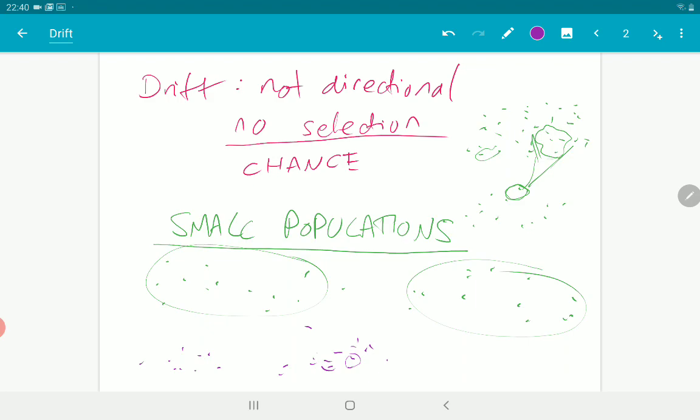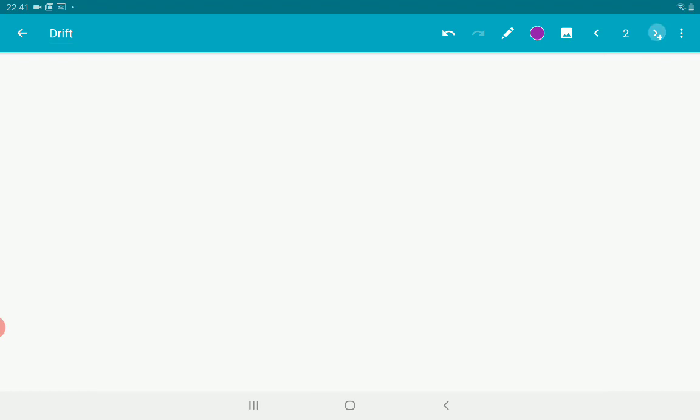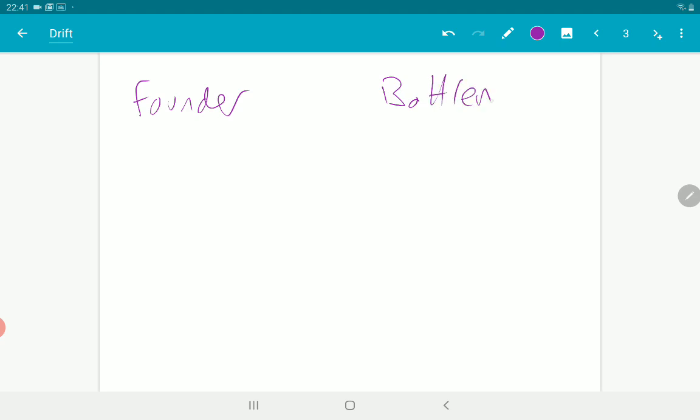So this is all that drift is. It's this change in frequency that's not directed. It's drifting, and it's down to chance. It happens in all populations, but it is much more significant in small populations. Two terms that you're going to find often when you're reading about small populations are founder and bottleneck. These are the two classic scenarios when you've got a small population.